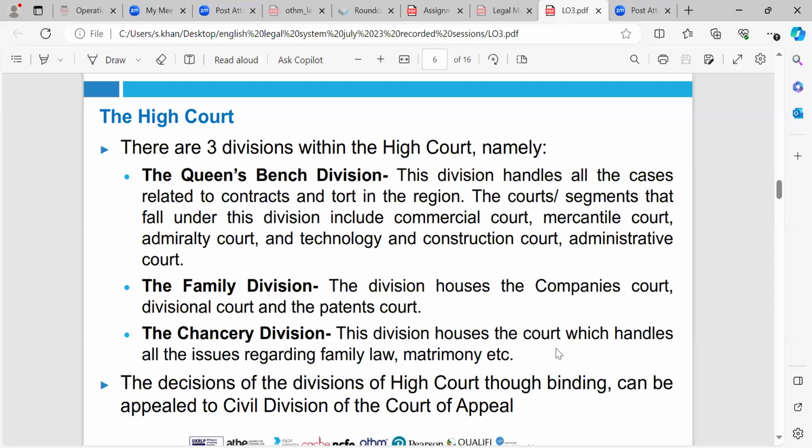Like we mentioned, there are three divisions of the High Court. The Queen's Bench Division handles all the cases related to contracts and tort. The court segments that fall under this division include the Commercial Court, Mercantile Court, Admiralty Court, Technology and Construction Court, and Administrative Court.